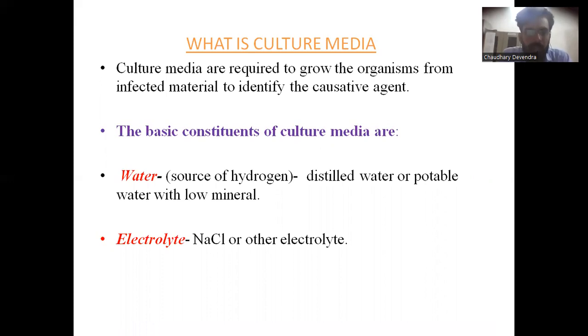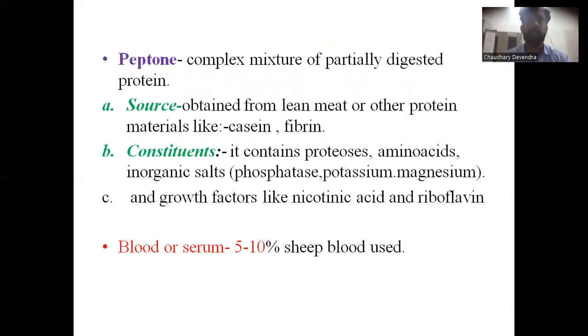So what are the basic constituents, where we start to prepare the culture medium? Some basic constituents are required in a culture media, like water, the source of hydrogen. We can say distilled water or potable water with low mineral. We can only remember about the water, electrolytes like NaCl or other electrolytes, and peptone. Peptone is the complex mixture of partially digested protein.